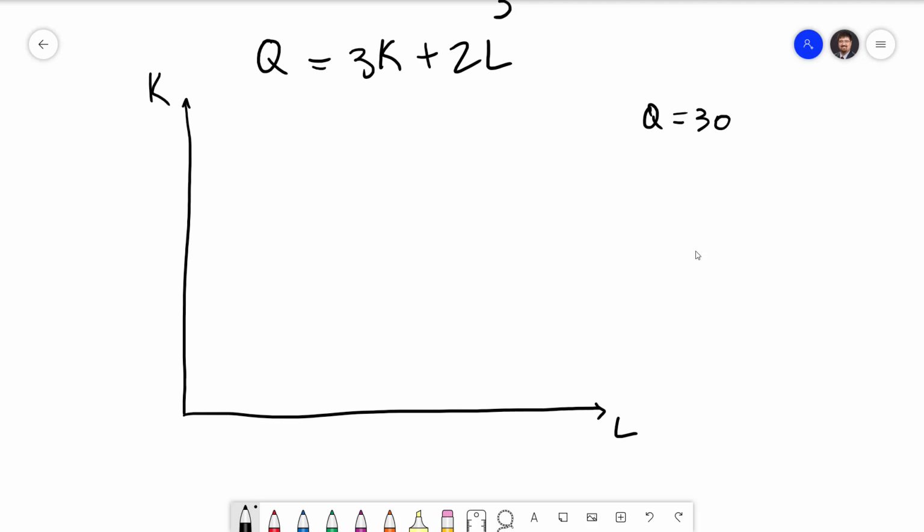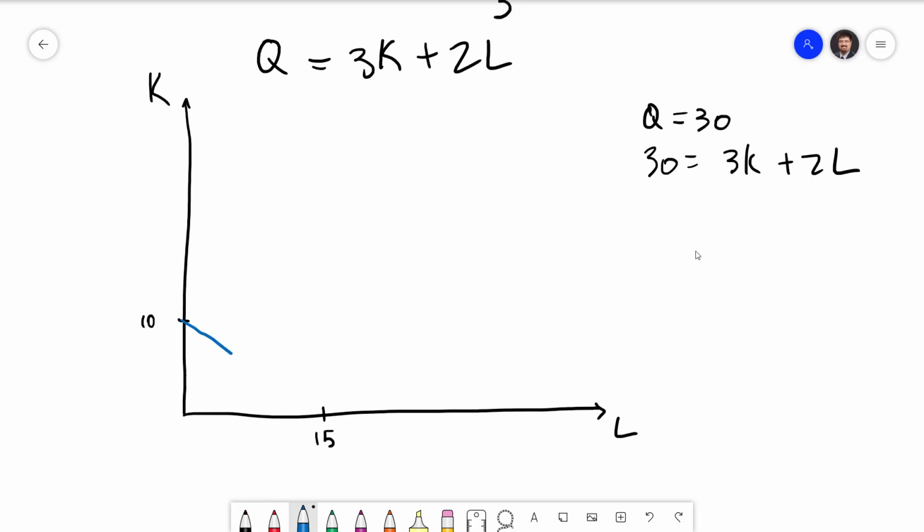The equation of this isoquant will be 30 = 3K + 2L. The easiest way to graph a line like this is to figure out the intercepts. So if L were 0, we would get 3K = 30, so that means K would have to be 10. If K were 0, then we have 2L = 30, meaning that L would have to be 15.